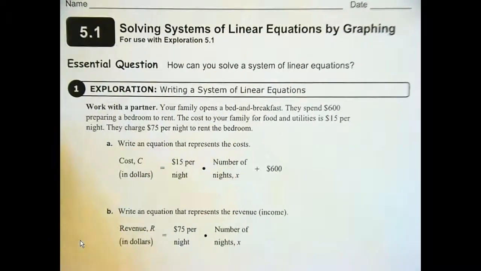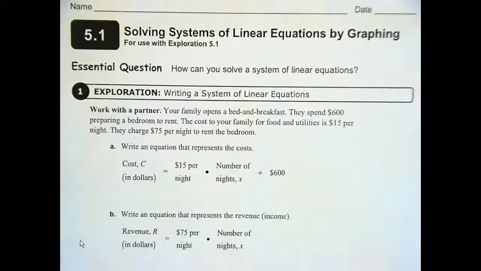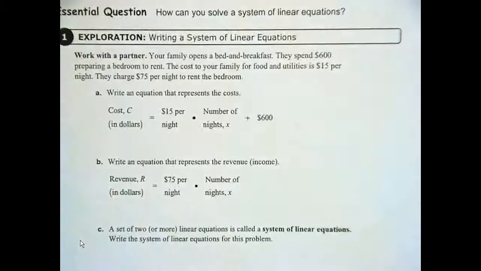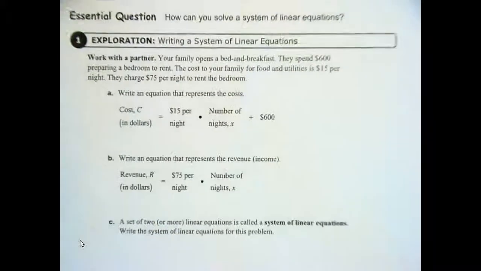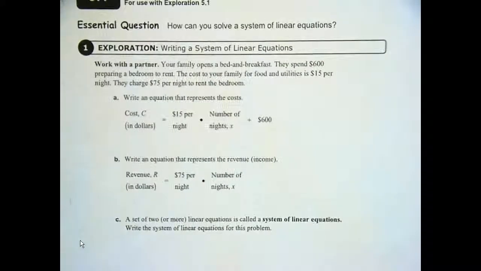Hey, 5.1, solving systems of linear equations by graphing. First thing I want you to do, work with your partner. Go ahead and do exploration number 1. Find someone around you to work with. Off you go. This is page 132 in your student journal. Alrighty, here we go.